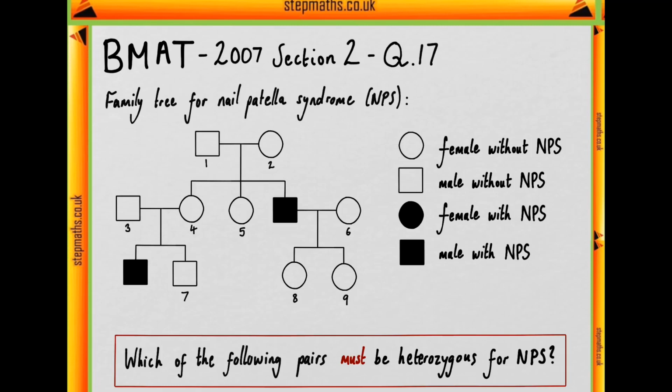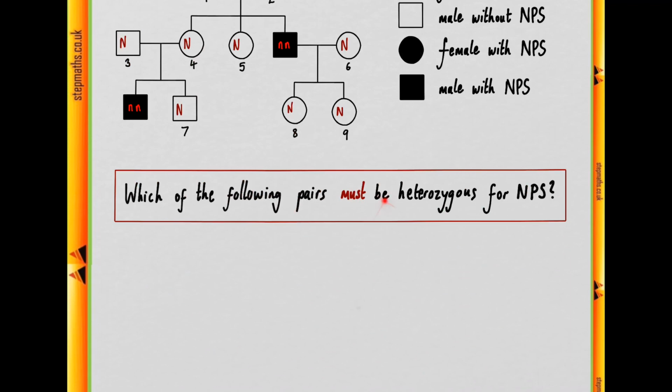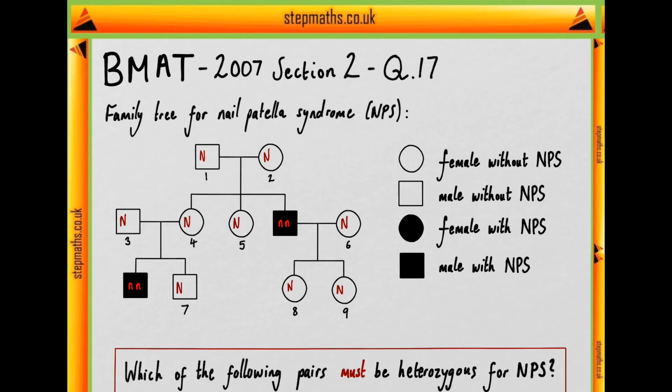Given that, we can label all of our individuals with the relevant alleles. We can use a small n to indicate the nail patella syndrome recessive allele which causes the condition. All the other individuals who are unaffected must carry at least one copy of the dominant allele, which we'll call N, and that leaves them unaffected by NPS. Now, who must be heterozygous for NPS, given this?